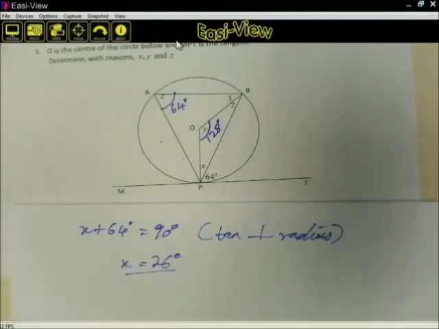That's how we solved that one. We applied theorems to calculate the sizes of angles. So we are done with this one. Very much interesting.